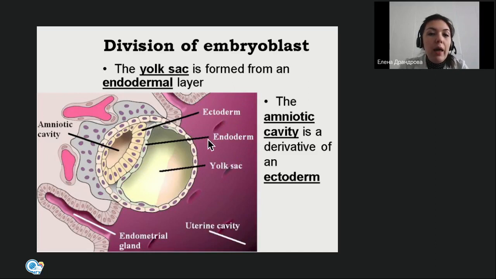And from the ectoderm, the amniotic cavity is formed, another cavity that is named the amniotic cavity. And the amniotic cavity is a special cavity where the fetus will spend the whole pregnancy, like it will swim inside this amniotic fluid like a fish, yes? And endoderm forms another cavity, that is the yolk sac. Yolk sac serves for the excretion of the waste products.